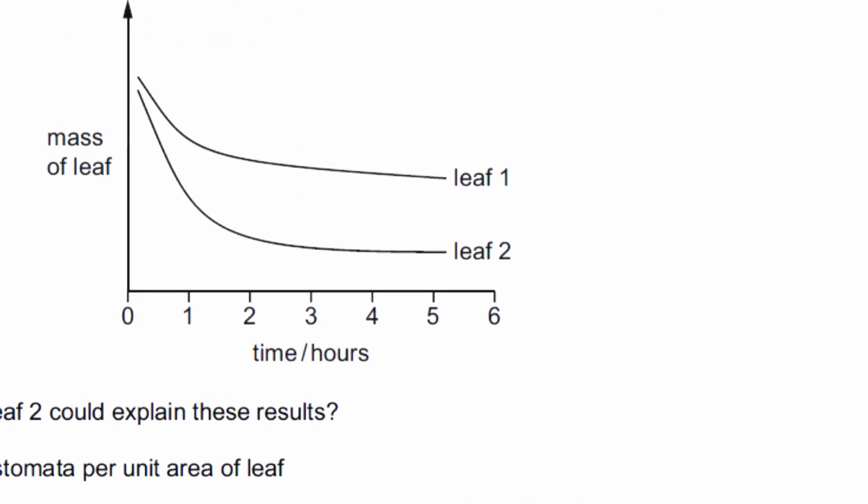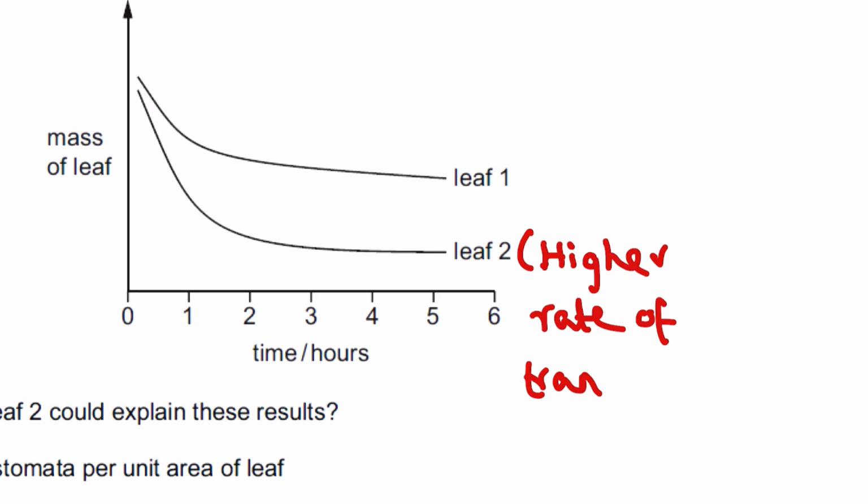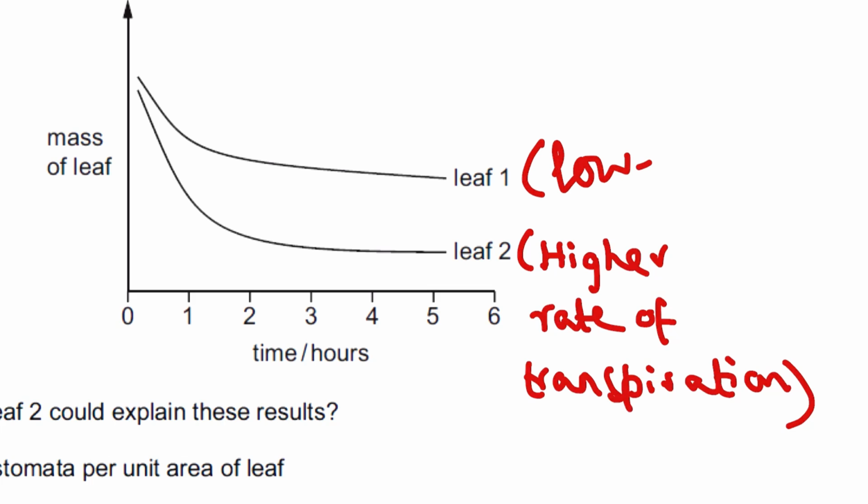So we can see that both the leaves have the same surface area. However, leaf 2 loses more mass. It means there is a higher rate of transpiration in leaf 2. That's why leaf 2 is losing more mass, and there is a lower rate of transpiration in leaf 1.